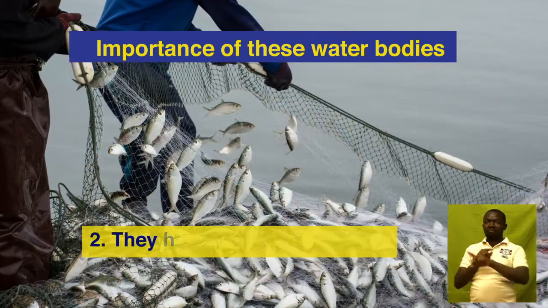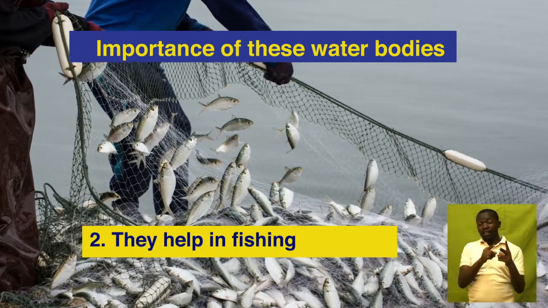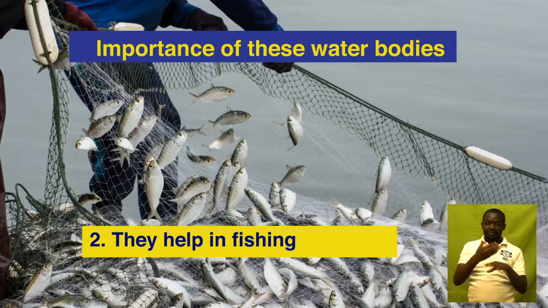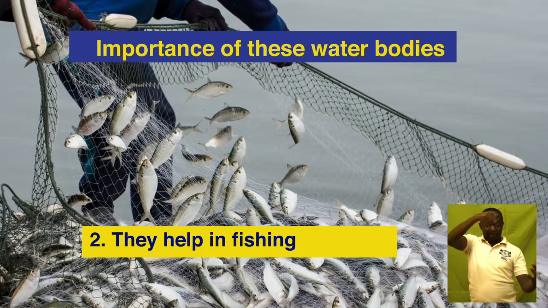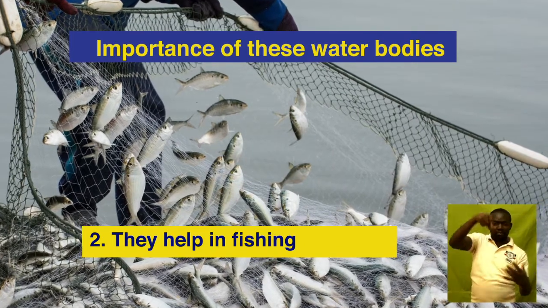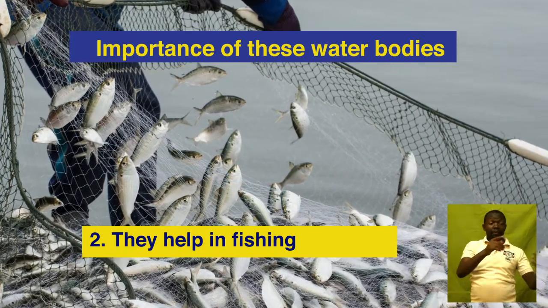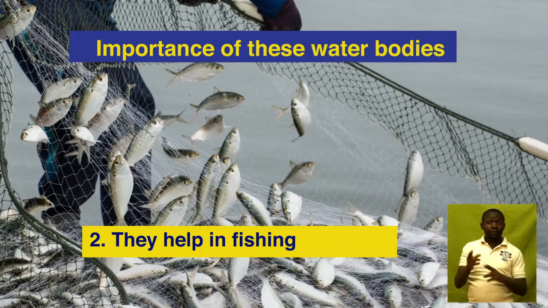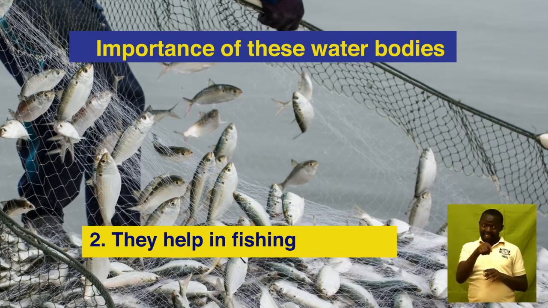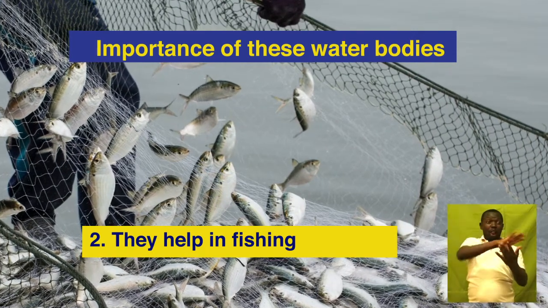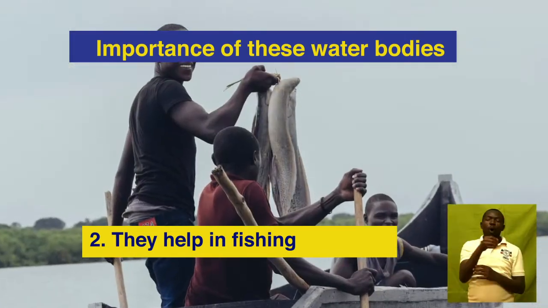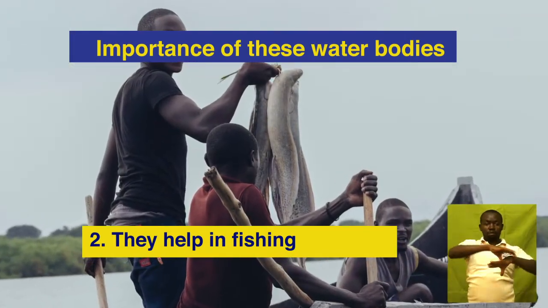Number 2, these water bodies are very important because they help us in fishing. They are fishing grounds. We catch large volumes of fish on large water bodies. The fish we normally eat is canned. That fish comes from the large oceans. So they are used as fishing grounds. We catch all the fish, both big and small.